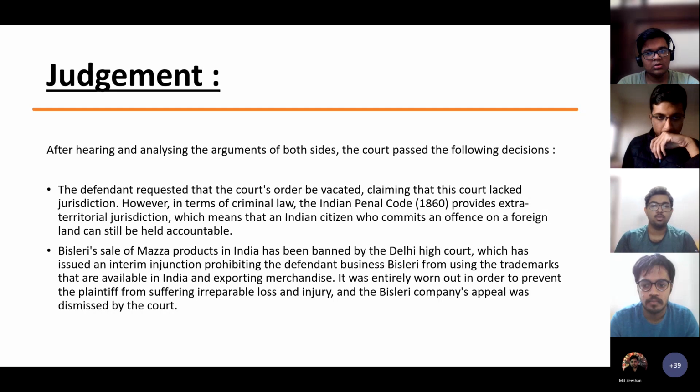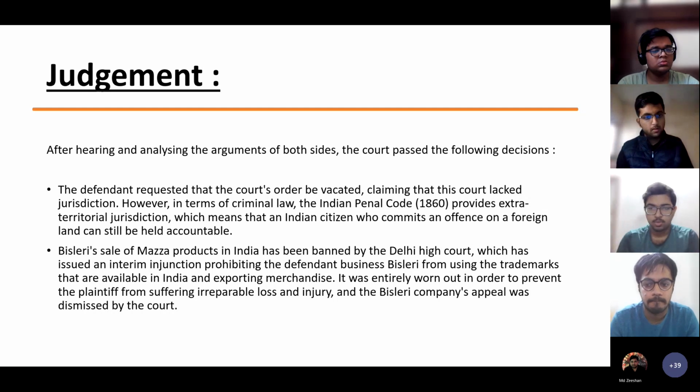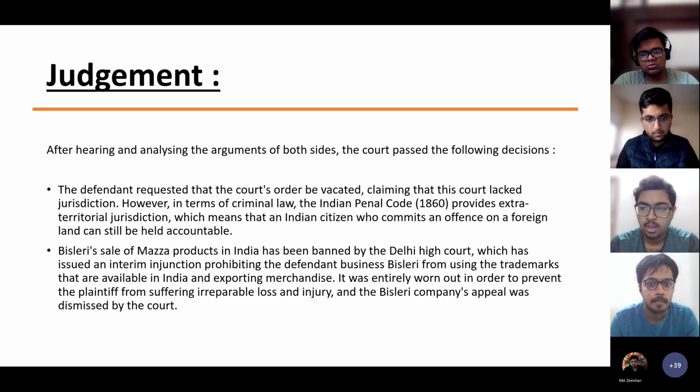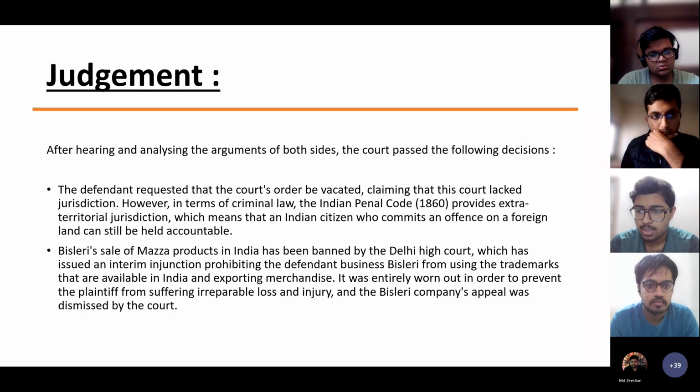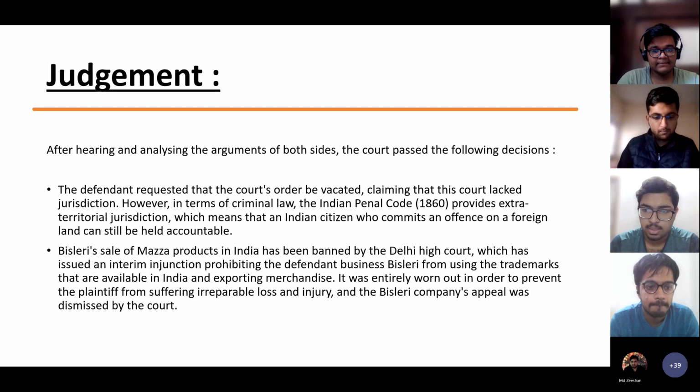Sure, Pranit. So now let's get to the judgment. One of the most interesting things of this case was that the defendant Bisleri tried to complain that the court did not have jurisdiction over this case, which was absolutely not the case, because anything which is manufactured in India and even sold outside is considered as a sale in India, and that's why the court did have jurisdiction over this case, and they went forward with giving the sales.